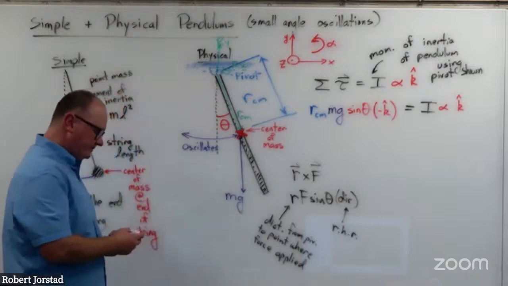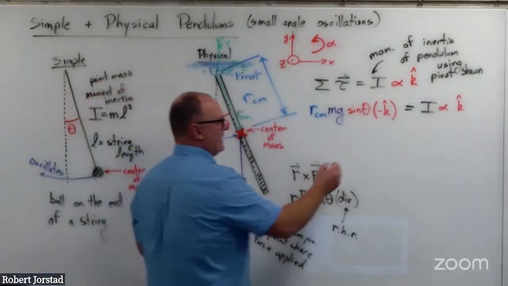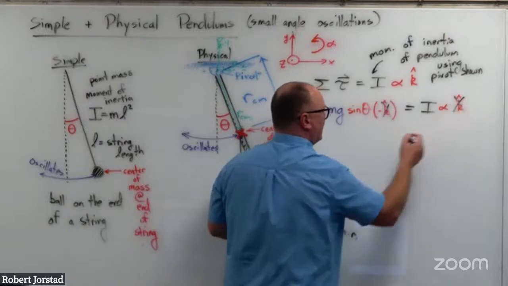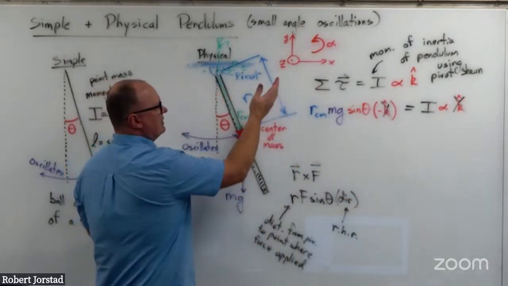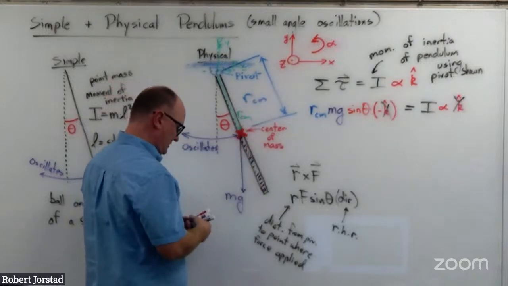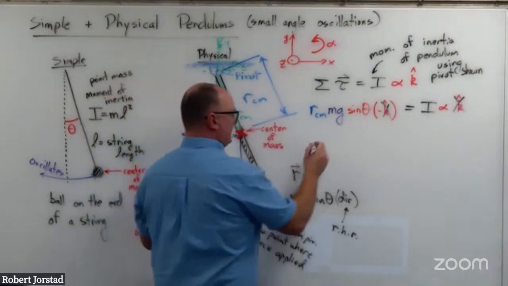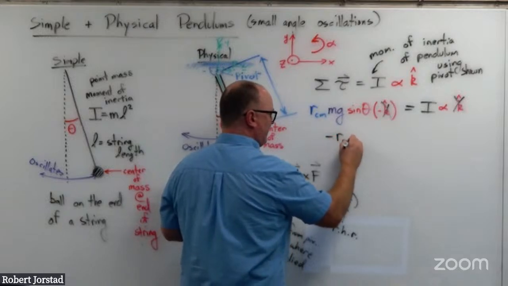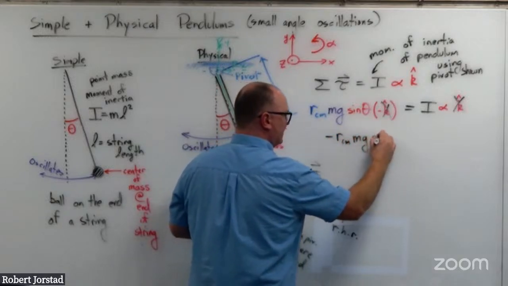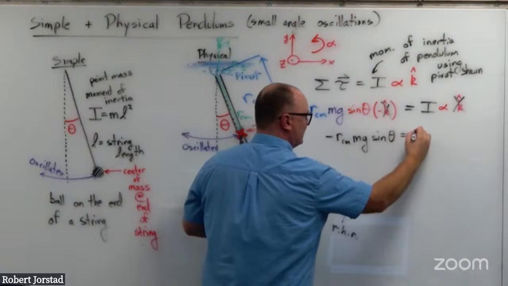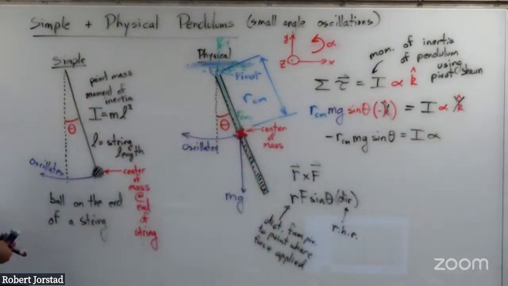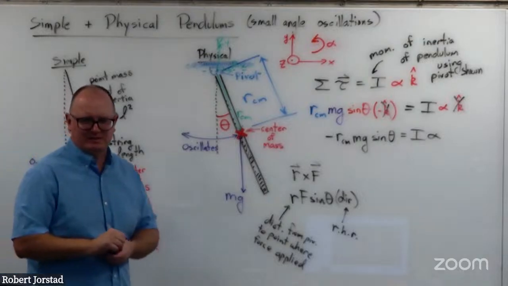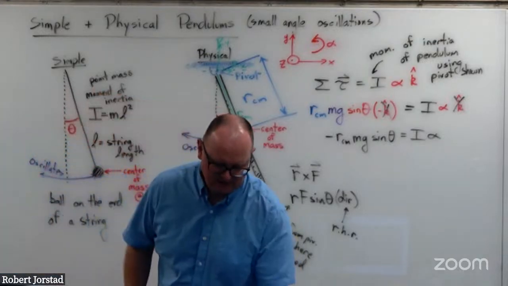Okay, let's clean some stuff up here. The k hat drops, and notice we get a minus sign. That's what I was trying to emphasize here. We usually want a minus sign here. I'll explain why in just a second. I get negative R center of mass mg sine theta equals I alpha. Now, under certain circumstances, theta, well, let me just go to the white board.